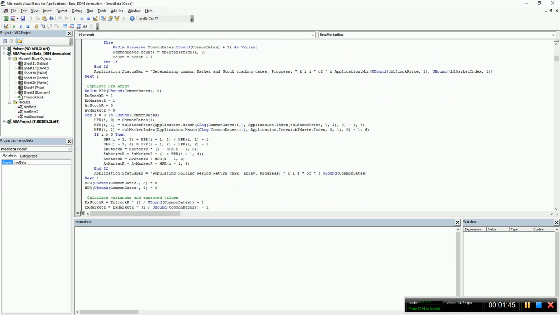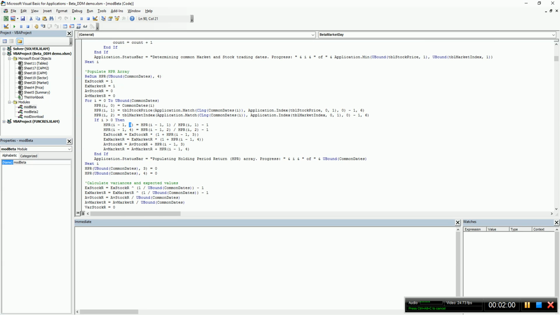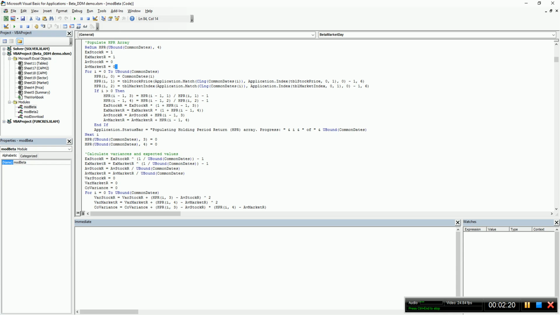Here we're populating our holding period return array. So that's holding period return for the stock in column 3, holding period return for the market in column 4. And then here we're also calculating, this is not part of the array, the expected stock return and the expected market return and the average stock return and the average market return. So that's an iterative process, and this particular loop is of use.